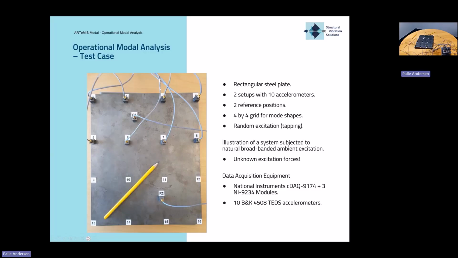This is actually the plate that we see here in this slide also. We are going to make 2 test setups. We are going to put 2 references here in these asymmetric points, and then we are going to put the first 8 sensors that we want to use for the first setup, plus of course the 2 references here. So in total 10 accelerometers.